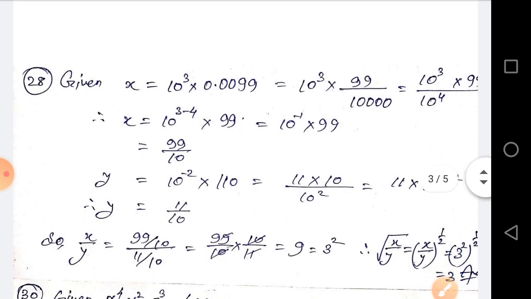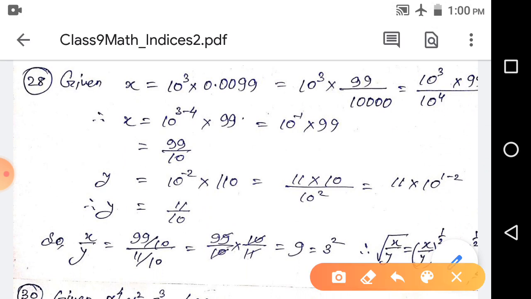Question number 26 and 27 you should try to solve on your own. If you see the solutions of the next questions, they can help you to solve those previous questions. Now see this question number 21.